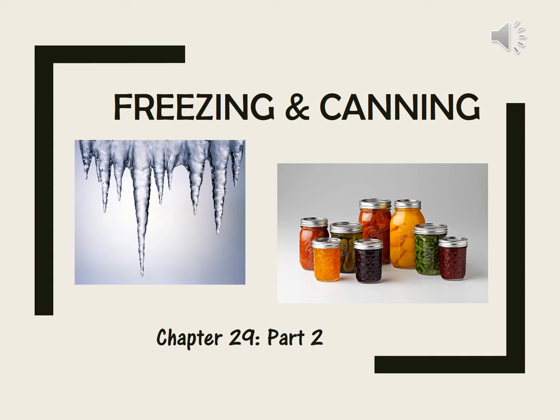This week we are going to finish off chapter 29, looking at food preservation methods and specifically honing in on freezing and canning. The outline of this chapter is basic. We'll start with freezing and finish with canning. There is no outline slide, so just to follow along, know that this begins with freezing and ends with canning.